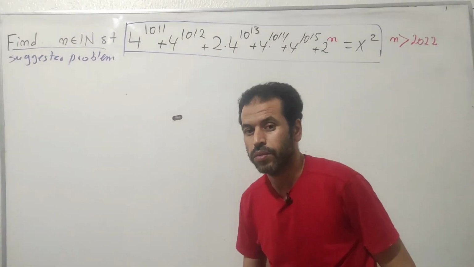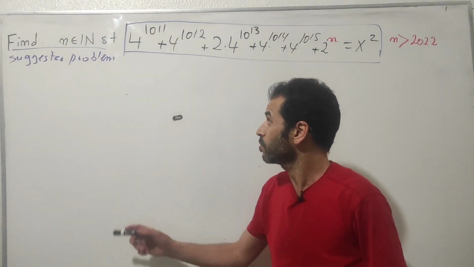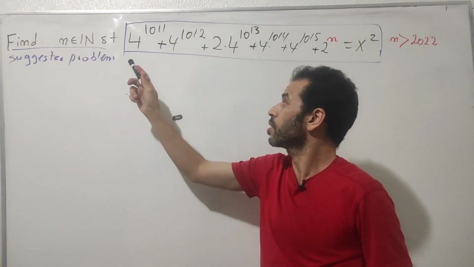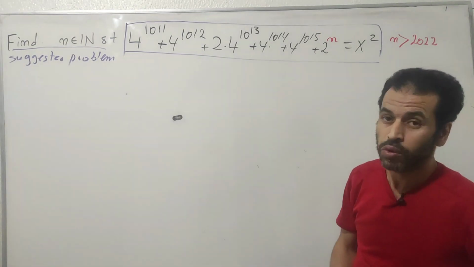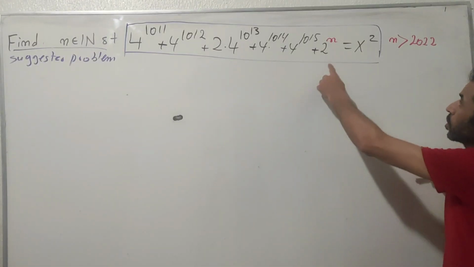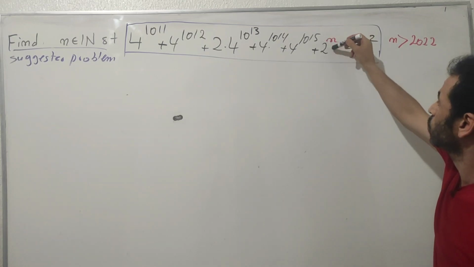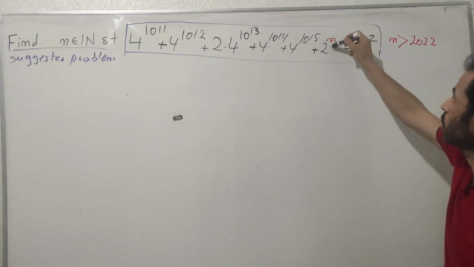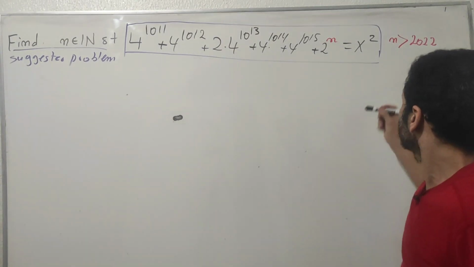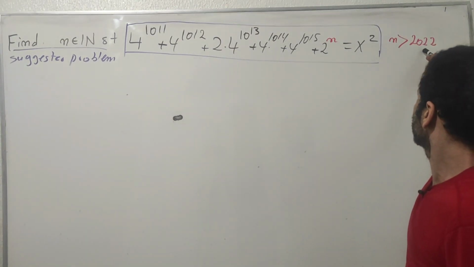Here is a nice problem that was checked by a viewer. Here's the following information. Our goal is to determine n, a natural number, satisfying this equation. We get this bunch of terms all the way down until we get 2 to the n. So we are going to determine the exponent n. The whole thing is a perfect square. What is n? n is strictly superior to 2022.